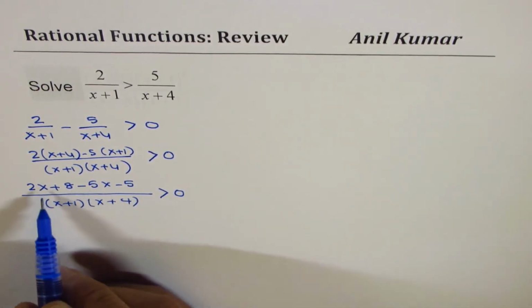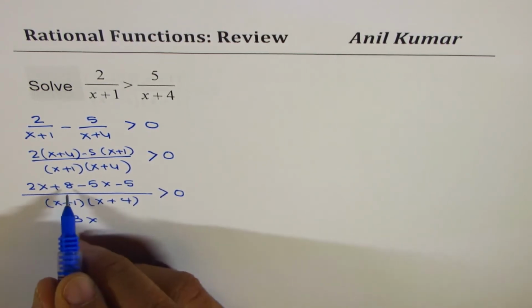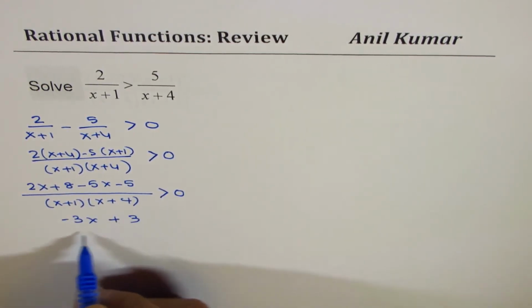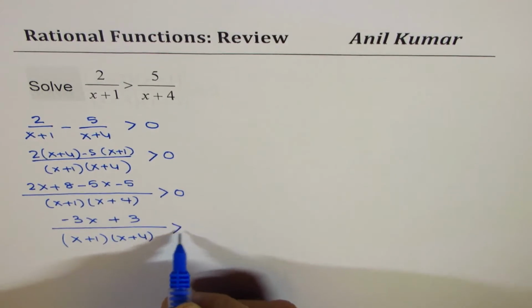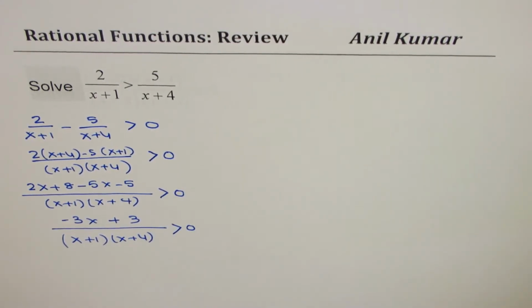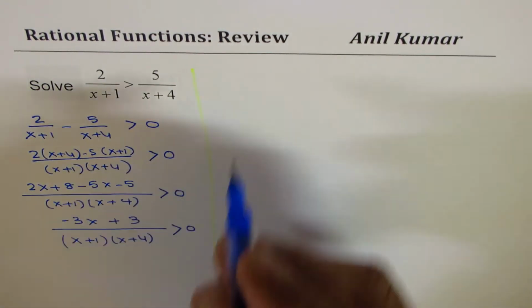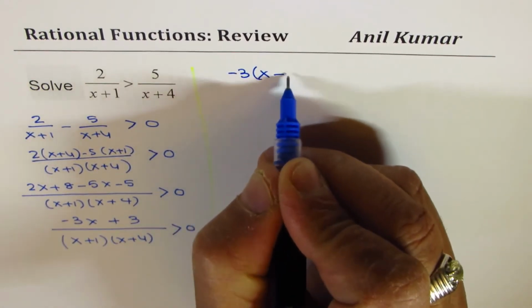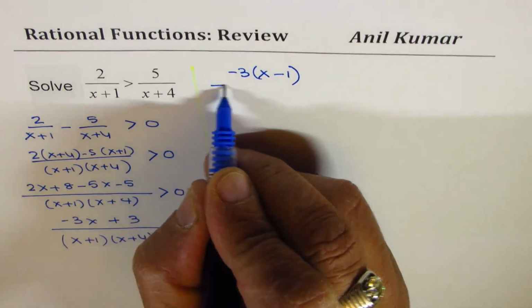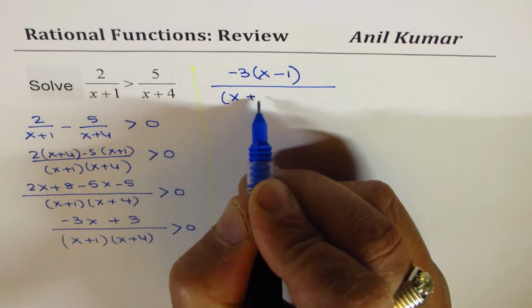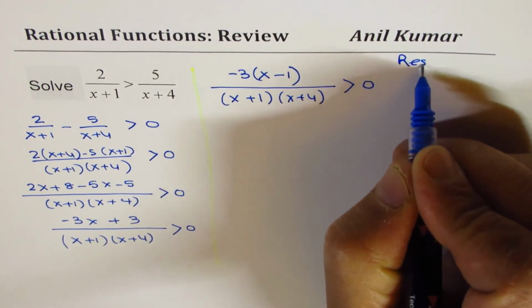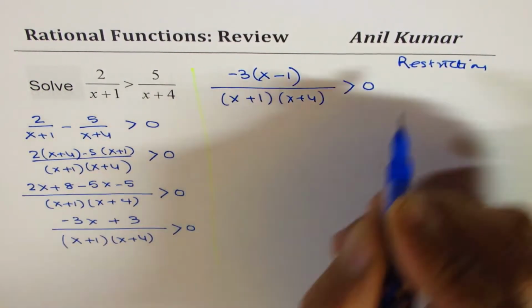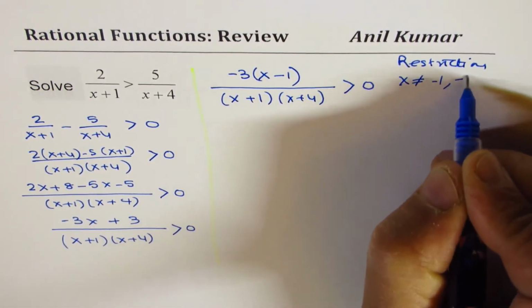Let's simplify this. 2x minus 5x is minus 3x. 8 minus 5 is plus 3, over x plus 1 times x plus 4, greater than 0. Now that is almost the factored form which we wanted. So let's write it down in factored form. I'll take minus 3 outside, and x minus 1, right? Over these two, which is x plus 1 times x plus 4. We want that to be greater than 0. And what is our restriction? Denominator cannot be 0. The x is not equal to minus 1 or minus 4.